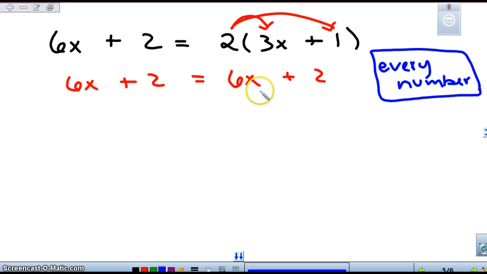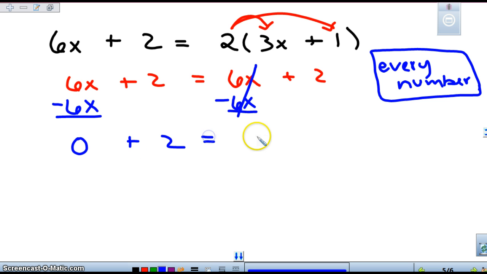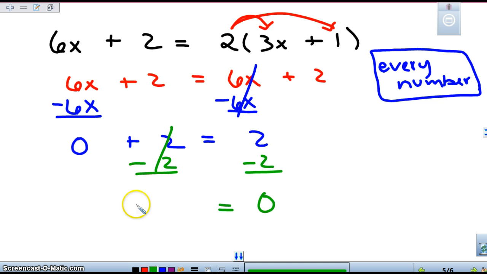Let's say we don't see it and we continue. If I want to have the x's together, I would subtract 6x from one side and then the other. This ends up being 0 plus 2 equals 2. If I take this 2 to the other side, minus 2, this also equals 0. 0 equals 0. Is this true? Yes. When you end up with no variable and 0 equal to 0, it means every number is a solution.